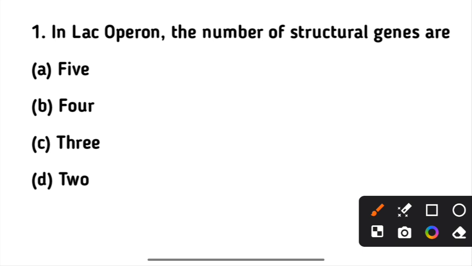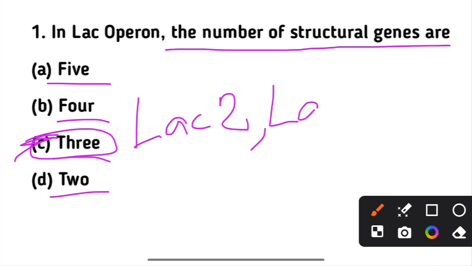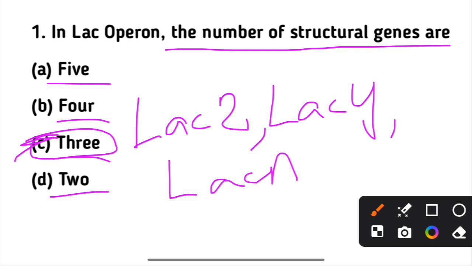In Lac operon, the number of structural genes are 5, 4, 3, 2. Option C is correct, 3. In Lac operon, the number of structural genes are 3. 3 is lac Z, and lac Y, and lac A. ये 3 है. One is lac Z, दूसरा is lac Y, and तीसरा is lac A.